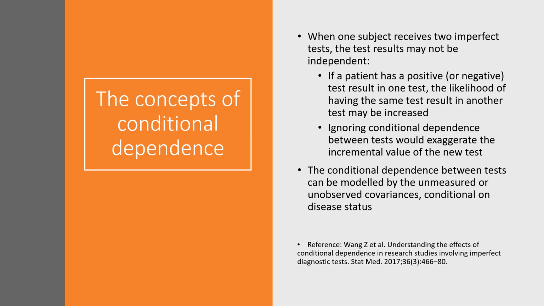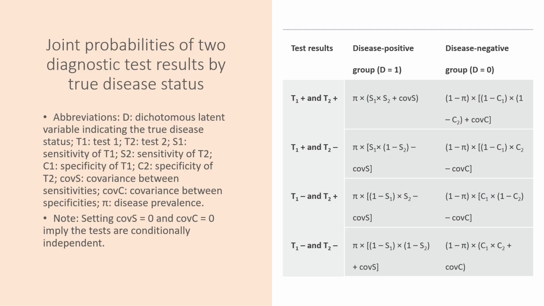For example, if a patient has a positive or negative test result in one test, the likelihood of having the same test result in another test may be increased. Ignoring conditional dependence between tests would exaggerate the incremental value of the new test. The conditional dependence between tests can be modeled by the unmeasured or unobserved covariances, conditional on disease status.